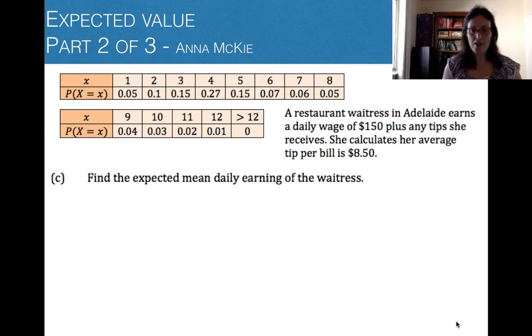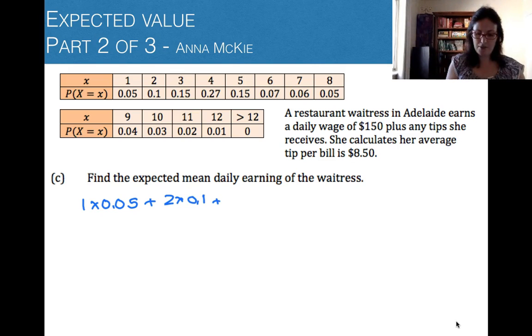So same question. We've been asked to find the expected mean daily earning of the waitress. So first of all, we've got to work out, well, how many tables is she going to serve on average then? And so that comes by multiplying each outcome by its probability and adding them all up. So I'll just write out a couple here. We have 1 times 0.05 plus 2 times 0.1 plus all the way to the end 12 times 0.01, and I'll add that up for you, 4.77.